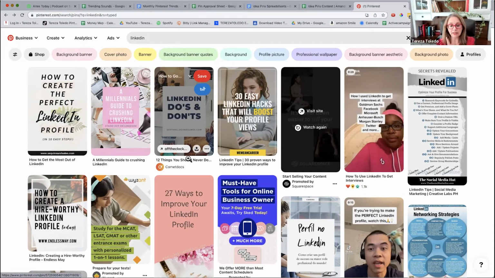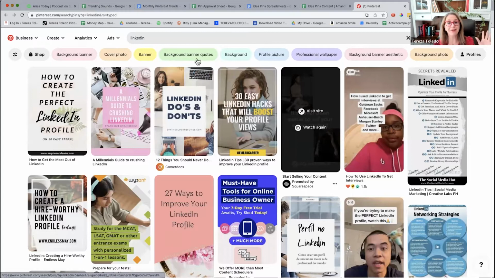A big mistake a lot of people make on Pinterest: they find all the keywords, the top ones. They're not even worried if those keywords are the best keywords for them. Let's say your post is about writing a LinkedIn post, you don't need to talk about a background banner, because it's not a background banner.